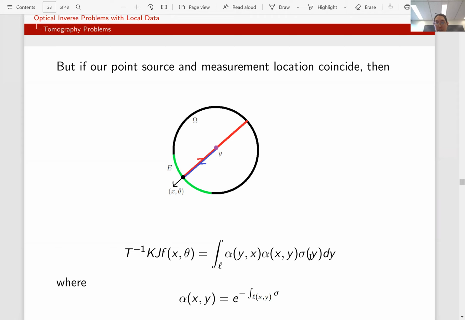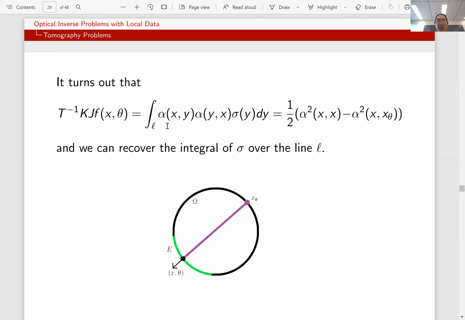And it turns out that the thing inside the integral is the derivative of a very nice quantity. So when you integrate it up, you're really just looking at the difference between this quantity at x and this quantity at the end, x theta. What it gives you is the difference between the attenuation from a point to itself, which is just no attenuation, just the factor of 1, and the total attenuation between x and the opposite side of your domain. So if you're very careful about how you pick your source and measurement, then this super nonlinear thing just happens to give you basically the integral of sigma over the line L. And so you can recover the integral of sigma over all of the lines L that pass through your domain E.